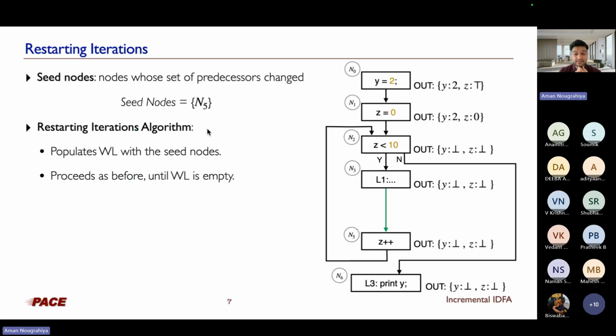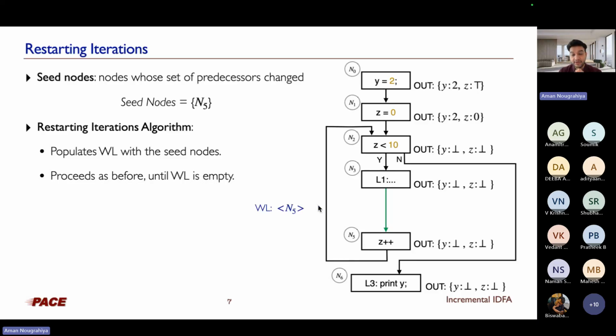The restarting iterations algorithm is something very simple. It says to populate your work list with the seed node, N5 in this case, and then just restart your previous computation. That is, extract a node, recalculate its equations. If there is anything changing at the out, then add the successors, and do this until a fixed point is reached, or until the work list is empty.